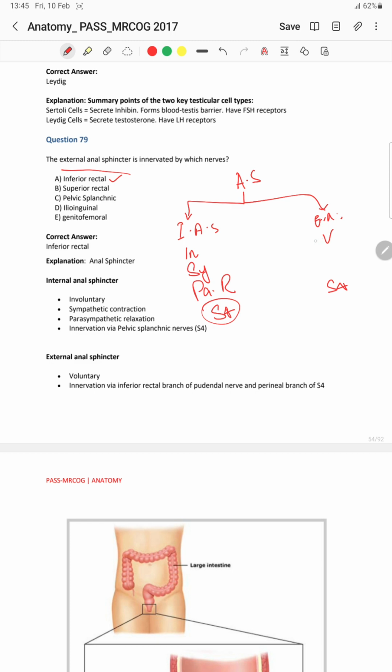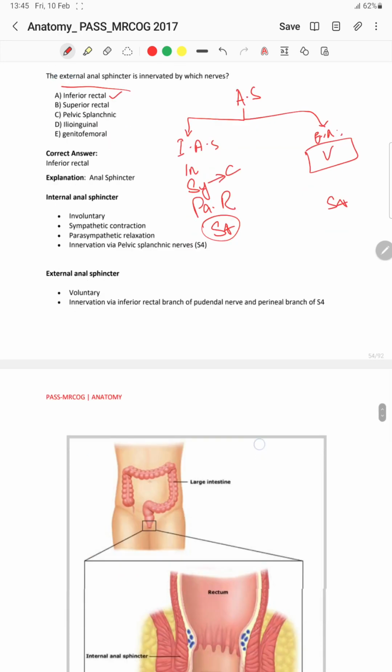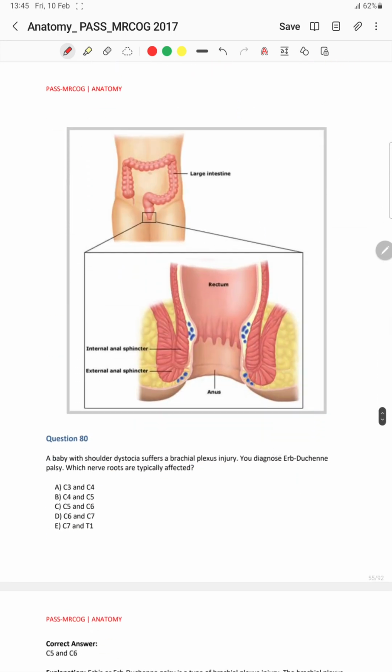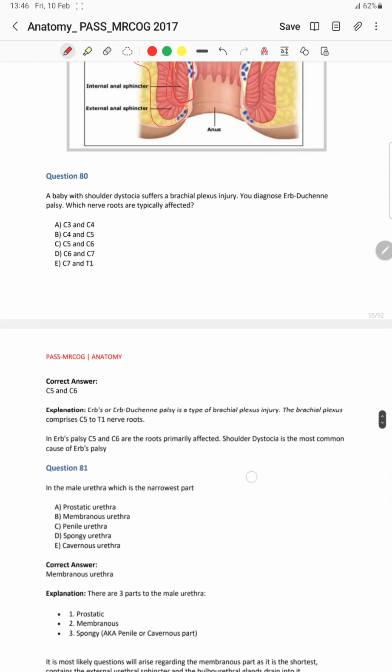And the most common thing is that there is voluntary control over the external sphincter. The internal anal sphincter is involuntary, with sympathetic causing contraction and parasympathetic causing relaxation. So there is another diagram of the anus. This is the internal anal sphincter, and these are the external anal sphincters.